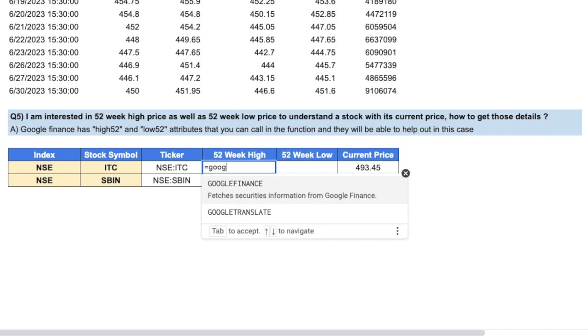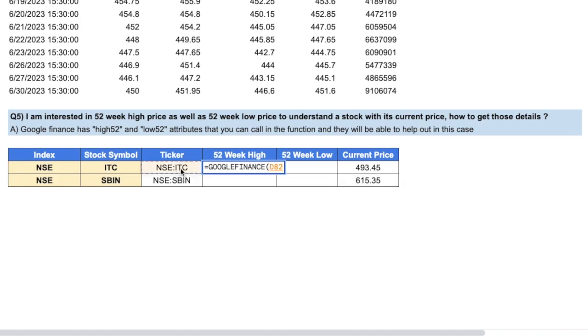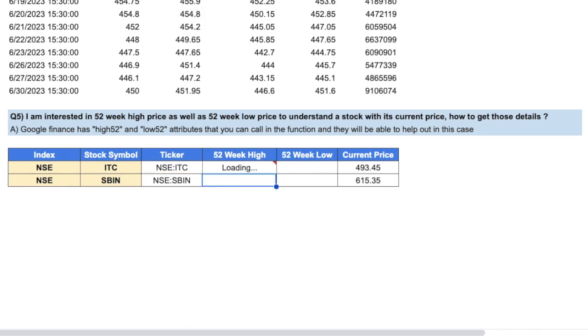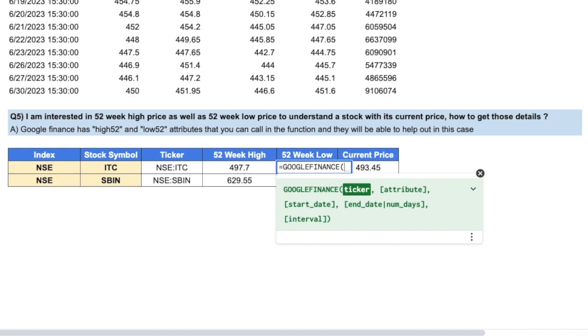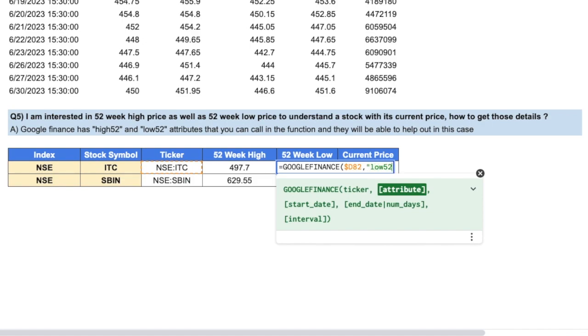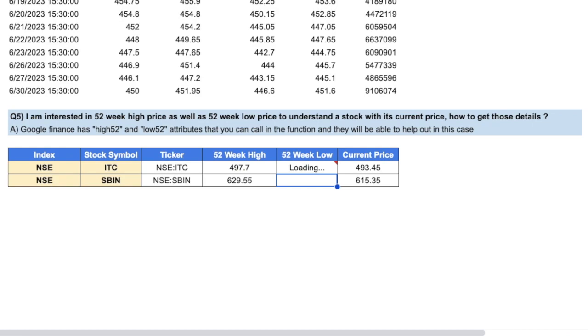So if I type the Google Finance function again, it's Google Finance, ticker D82, attribute is high52, and that's it. I'll get this from the latest current price. If I go 52 weeks back, in that time frame, 497.7 was the highest price at which ITC traded on NSE index. Similarly, if I want to go for low, I'll do Google Finance, ticker, and the attribute would be low52. And similarly for SBI, we have 499.